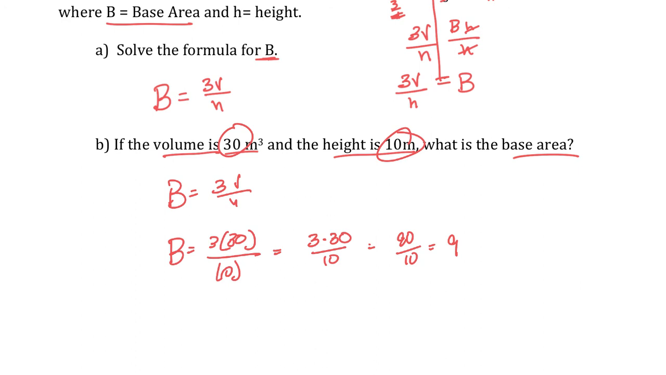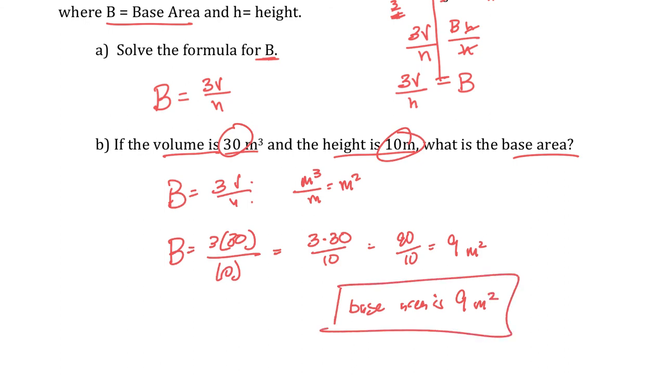Now, if we pay attention to our units here, we had volume divided by height. So we had meters cubed on top and meters on the bottom for our units. So if you remember our exponents, I have 3 m's on top, 1 on the bottom. That reduces to two m's, or m squared. All right, so the base area is 9 meters squared. And there we go.